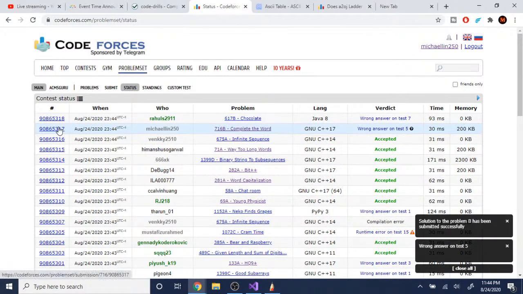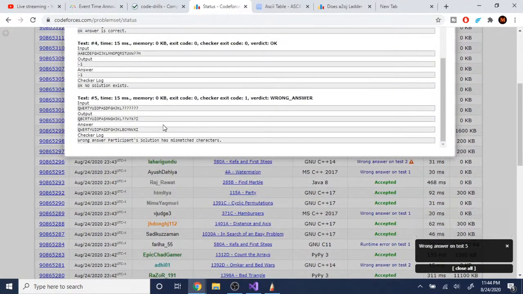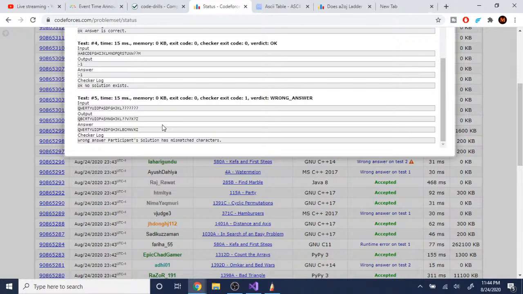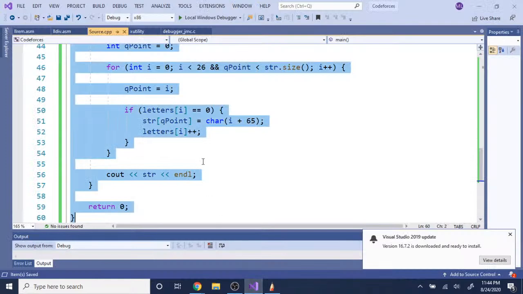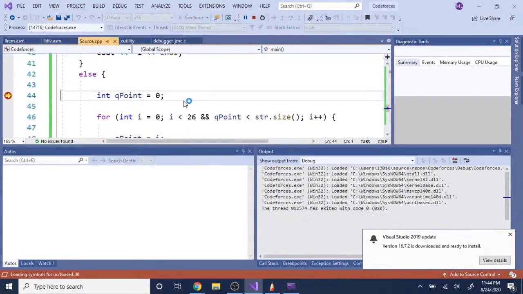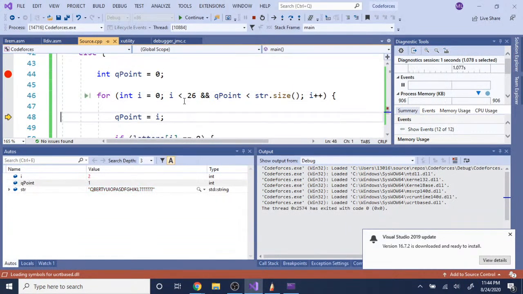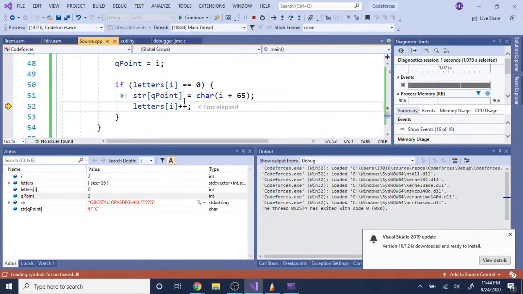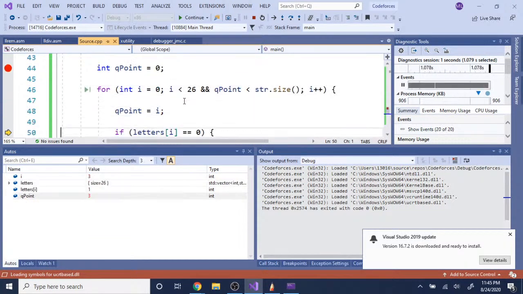Wrong answer on the 5th one. Why is that? We have mismatched characters. We still have. Did it fill up? Hold up. So why is this not? I think we still have question marks. That's the issue. So let's see. C, did I replace C? Hold up.